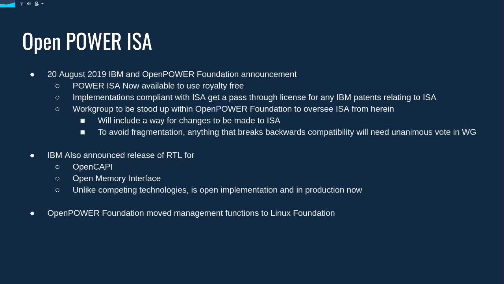Back during that same announcement, IBM also announced the release of RTL. That's the low-level hardware designs for the OpenCAPI and Open Memory interfaces. OpenCAPI has actually been used in production for quite some time. Unlike many competing technologies, OpenCAPI provides a way to connect accelerators cache coherently to the processor at very, very high speed. Open Memory, or OMI, the Open Memory Interface, is likely to be pretty much what we see after DDR5, in the DDR6 sort of time frame. It'll be a replacement for those technologies, and the RTL for those is being made freely available.